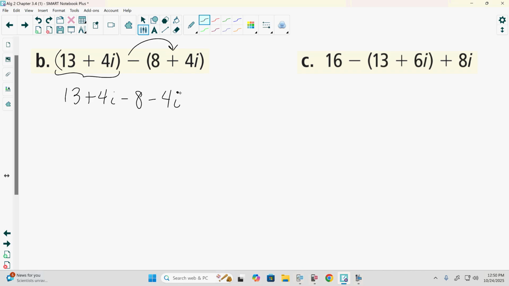Now the real numbers are 13 and negative 8. And what is 13 minus 8? 5. And then we have 4i and negative 4i as our imaginary terms. And what is 4i minus 4i? 4 minus 4 is 0, so we have 0i, or just nothing. So it's just 5.